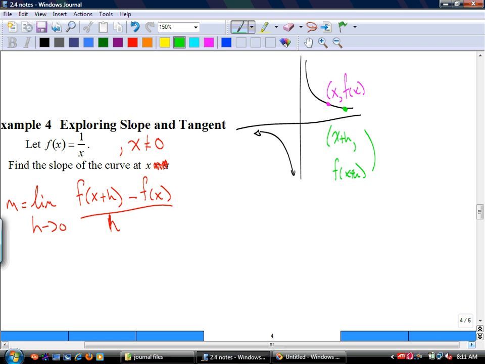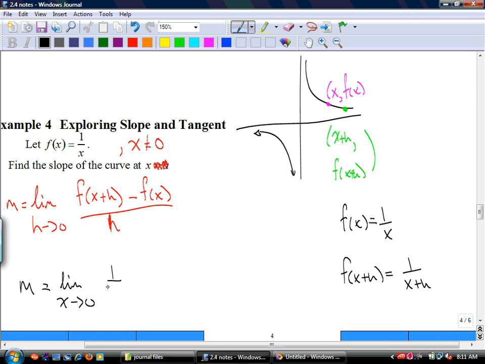Or I'd like h to be 0. Okay, so we plug it into the formula. What's f of x plus h going to be? F of x is 1 over x. F of x plus h is 1 over x plus h. Good call. So 1 over x plus h minus 1 over x, all over h.